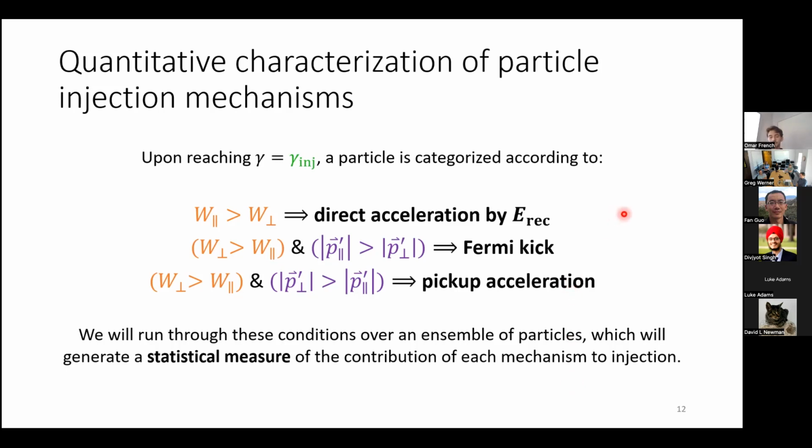Could I ask a quick question? Yes. So is gamma injection just a parameter that you choose to be kind of close to the tail of the initial particle energy, or?